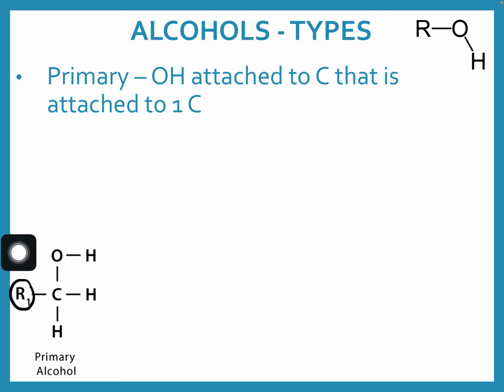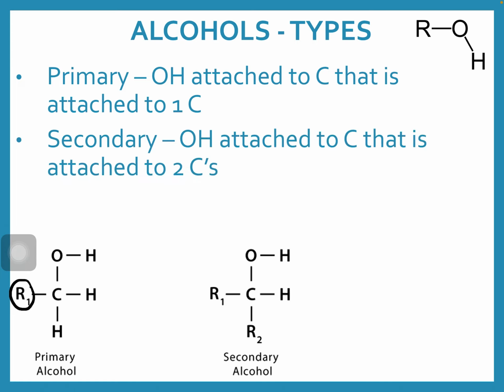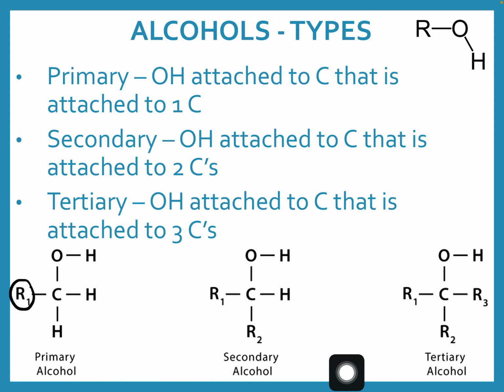So a primary alcohol is a hydroxyl, or OH, attached to a carbon that is only attached to one other carbon. A secondary alcohol then has the hydroxyl group attached to a carbon that is attached to 2 other carbon atoms, and then we still have a hydrogen. And a tertiary alcohol has the hydroxyl group attached to a carbon that is attached to 3 other carbons. So this carbon atom would have no hydrogens attached to it because it has 3 carbons it's attached to and the hydroxyl. So we've got the full 4 bonds made up there.